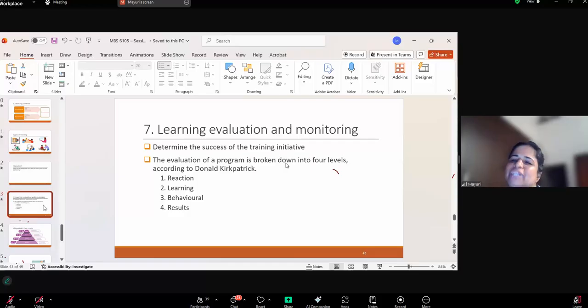Right? All of that is reaction. What feeling you have, what experience you gained in the particular training program. Your immediate reaction, right? Whether you like it or whether you dislike it, right? It's like a happy sheet evaluation. Whether you like it or not, reaction, immediate reaction.